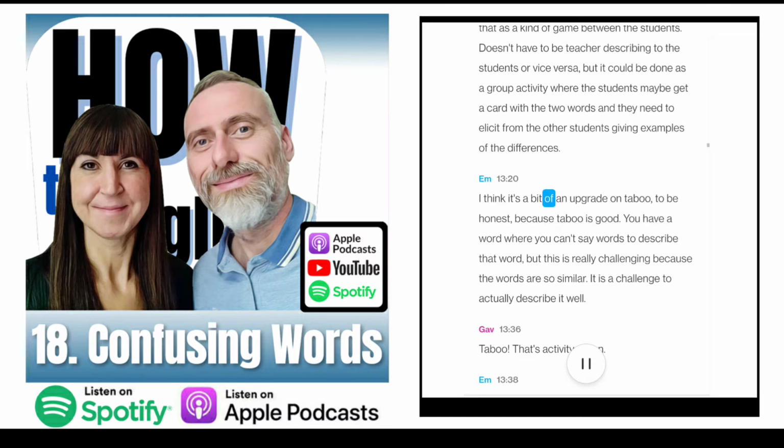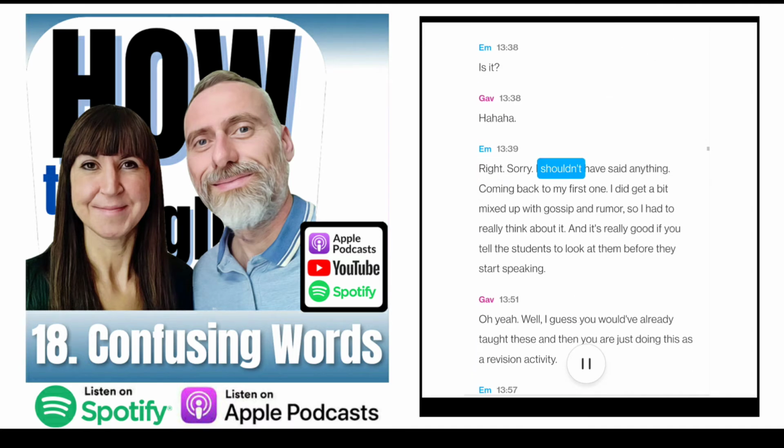I think it's a bit of an upgrade on taboo, to be honest, because taboo is good. You have a word where you can't say words to describe that word, but this is really challenging because the words are so similar. It is a challenge to actually describe it well. Taboo? That's activity 7. Is it? Right, sorry, I shouldn't have said anything.